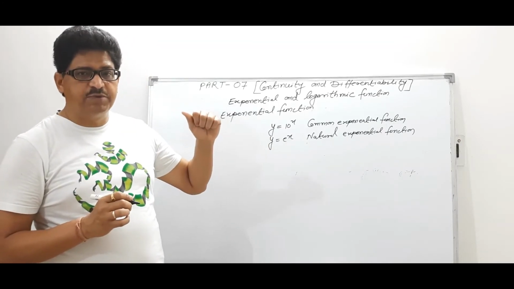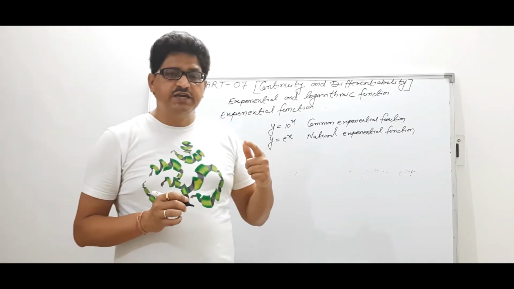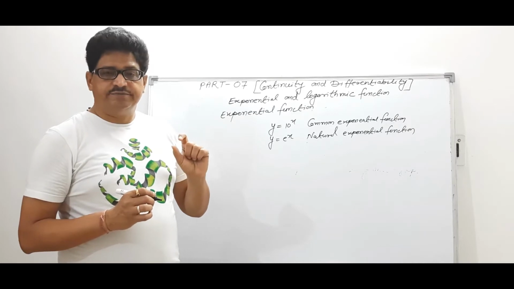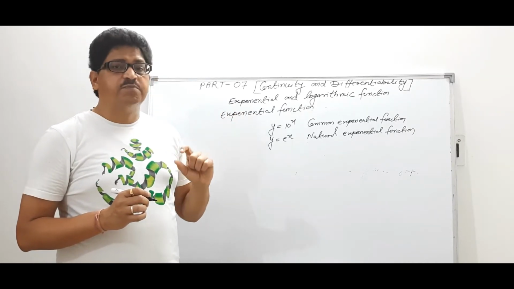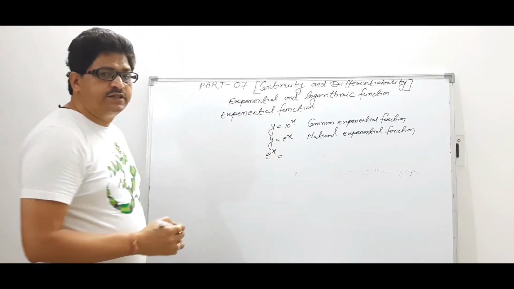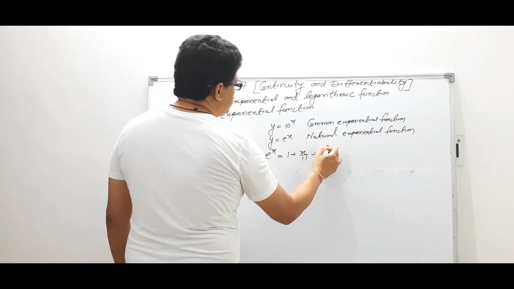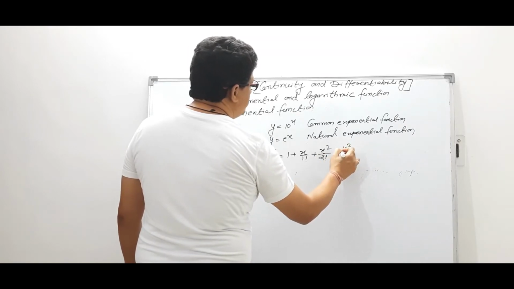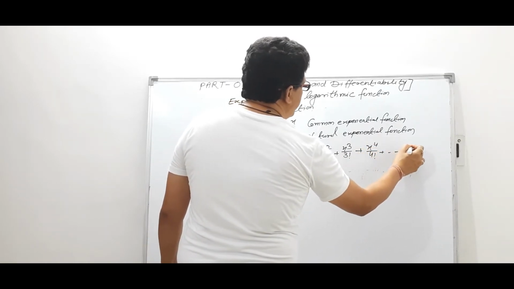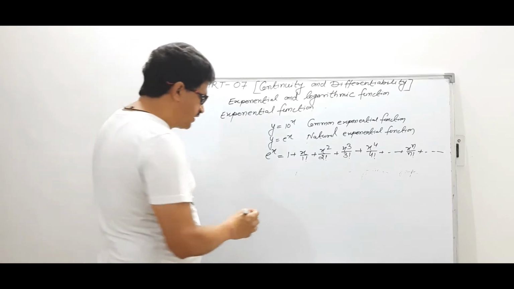e is called the exponential number, and the value of e is between 2.71 and 2.8. e is an irrational number, and if we find e raised to x, the expansion is 1 plus x upon factorial 1 plus x square upon factorial 2 plus x cube upon factorial 3 plus x raised to 4 upon factorial 4 up to x raised to n upon n factorial and so on. This is the expansion of e raised to x.